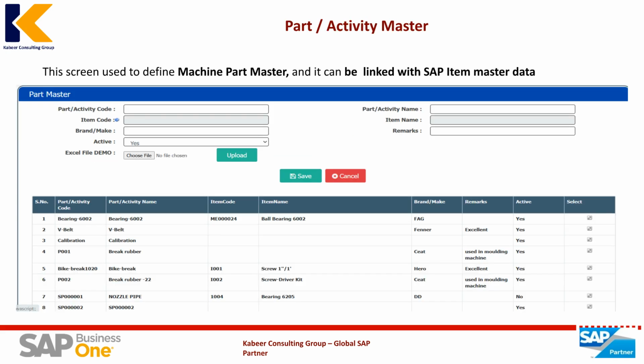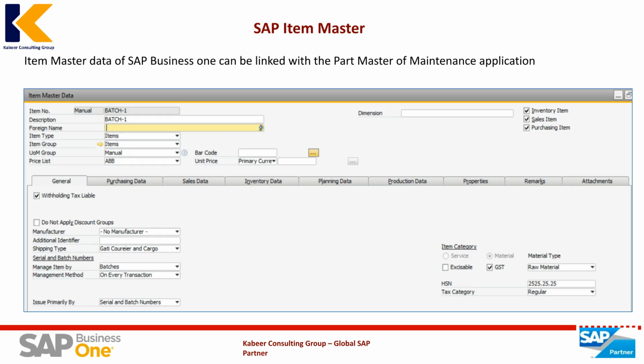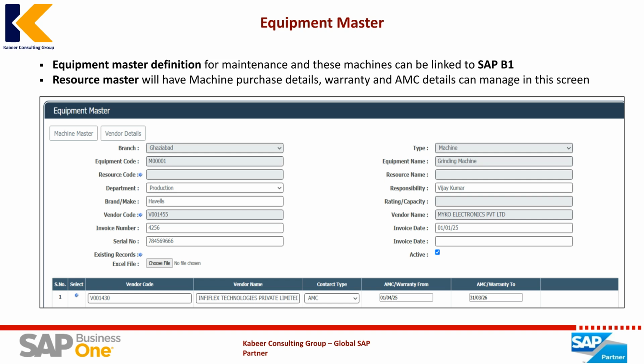The Part/Activity Master screen is used to define machine part masters and can be linked with SAP Item Master data. SAP Item Master data can be linked with the Part Master in the maintenance application. The Equipment Master screen defines equipment for maintenance, and these can be linked to SAP Business One.